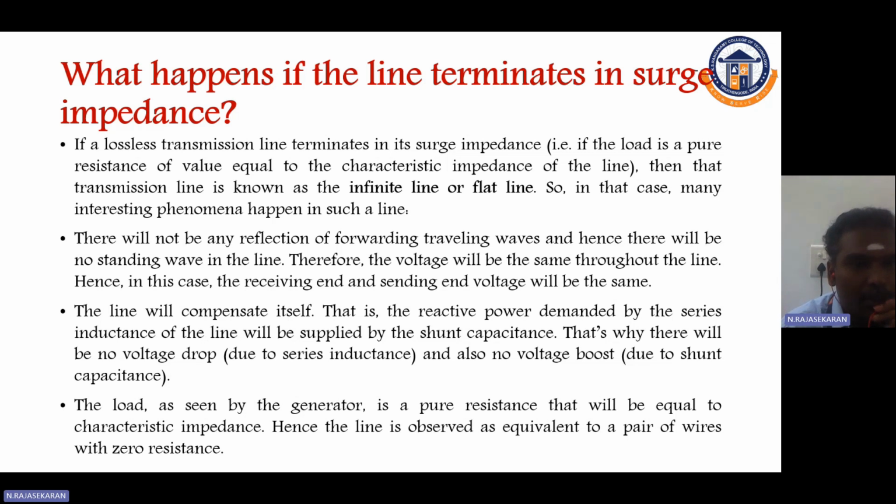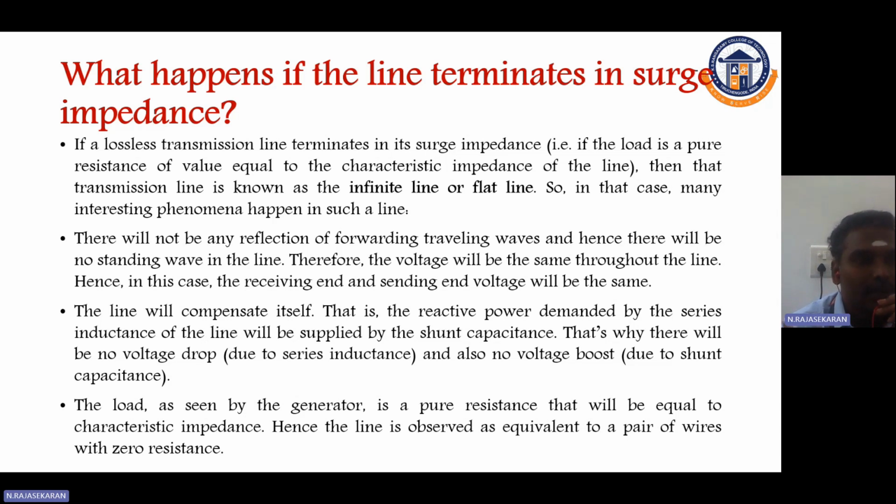Then the line will compensate itself, that is, the reactive power demanded by the series inductance of the line will be supplied by the shunt capacitance. That's why there will be no voltage drop and also no voltage boost. So this is very important. The line will compensate itself. That's all, so no further problem will arise in the system.